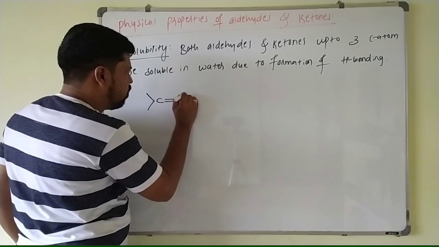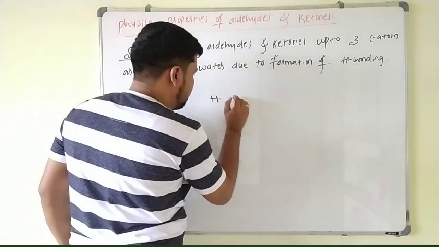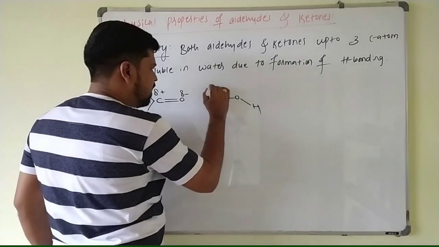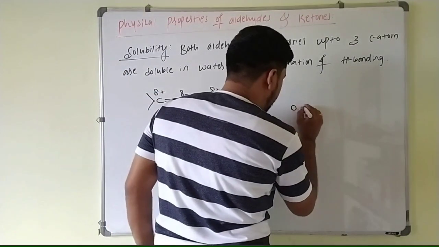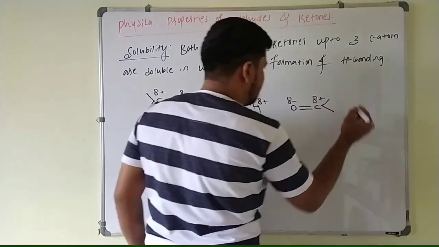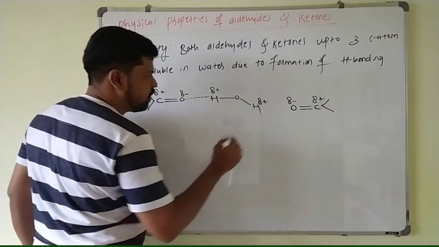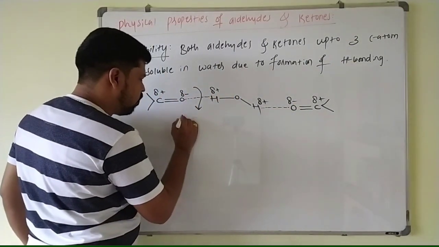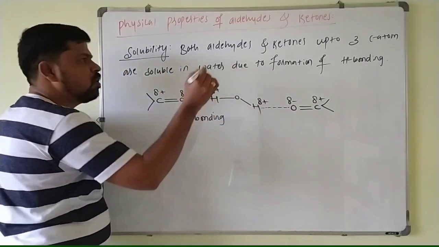So this is your polar carbonyl group, partial negative, partial positive, and this will form hydrogen bonding with water here. So this is partial positive, and again this is also partial positive here. I will take another carbonyl group here, and this is partial negative, this is partial positive here. So there exists a hydrogen bond between these two. So they are able to form what? Hydrogen bonding with water, hence they are soluble in the water, that is up to 3 carbon only.